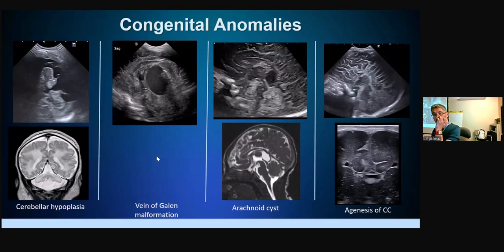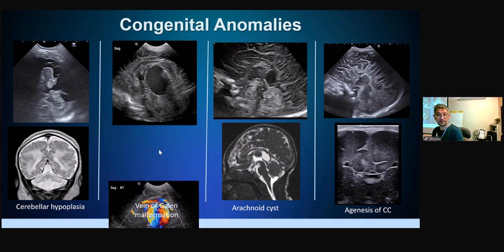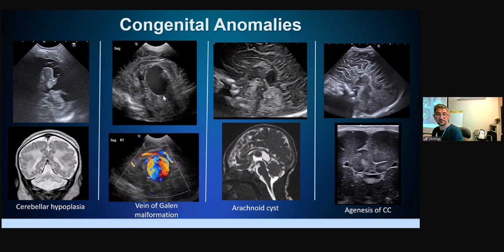And other than that, we use ultrasound for the detection of congenital anomalies. Just to give you examples, this is a pontocerebellar hypoplasia case on the MRI, small cerebellum, and on the ultrasound. Vein of Galen malformation here, a cystic anechoic structure filled with color, yin-yang appearance.